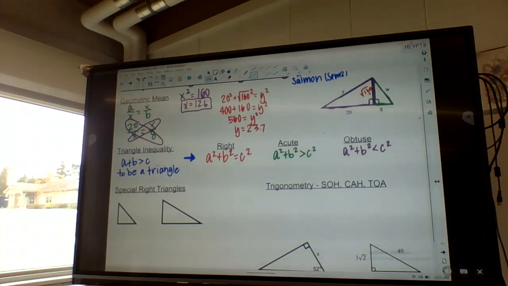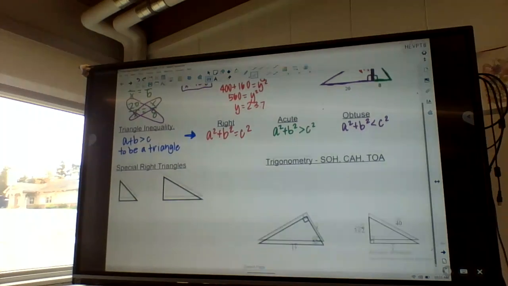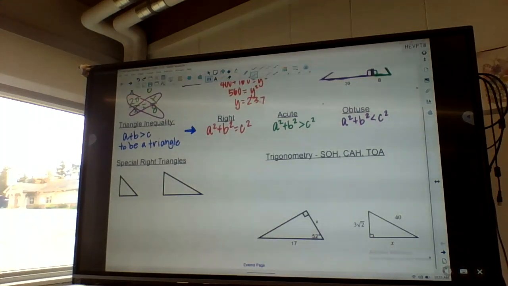Now we had, sorry, wrong pipe. We had two types of special right triangles. Now technically you could probably get by without knowing special right triangles. You could probably use SOHCAHTOA. But they are nice to know if you notice the pattern with them.